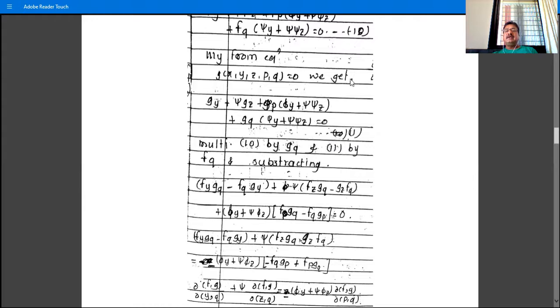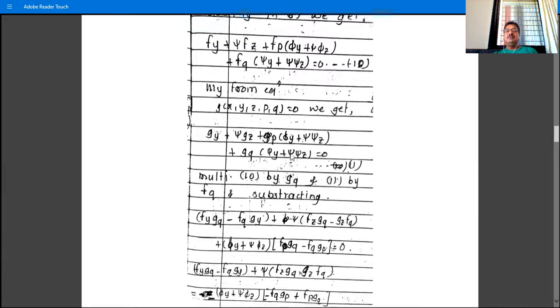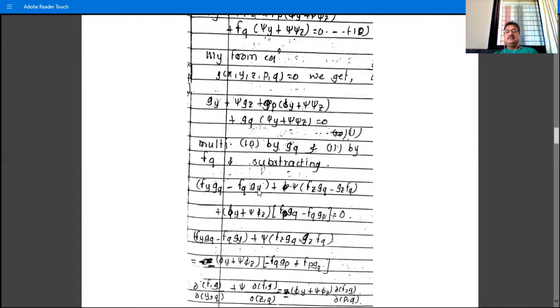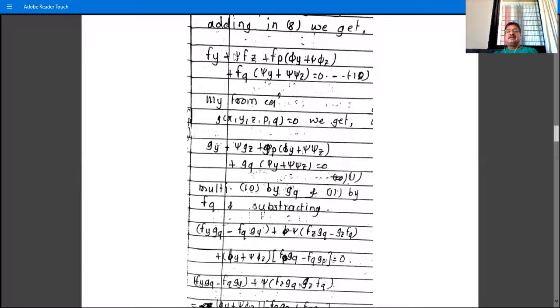Multiplying equation 10 by gq and equation 11 by fq, this term gets cancelled. Then we subtract. After subtracting, we have fy gq minus fq gy, plus the next term, where we take psi as common.